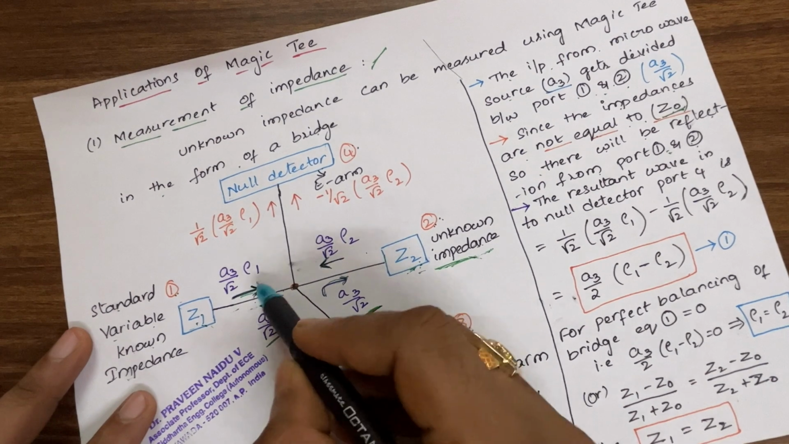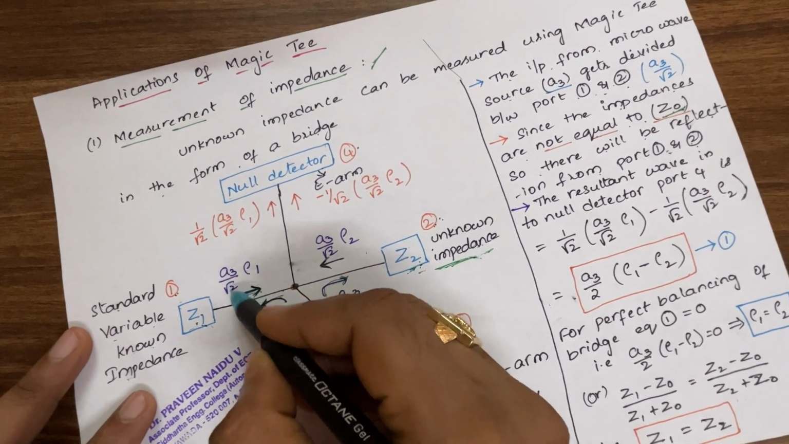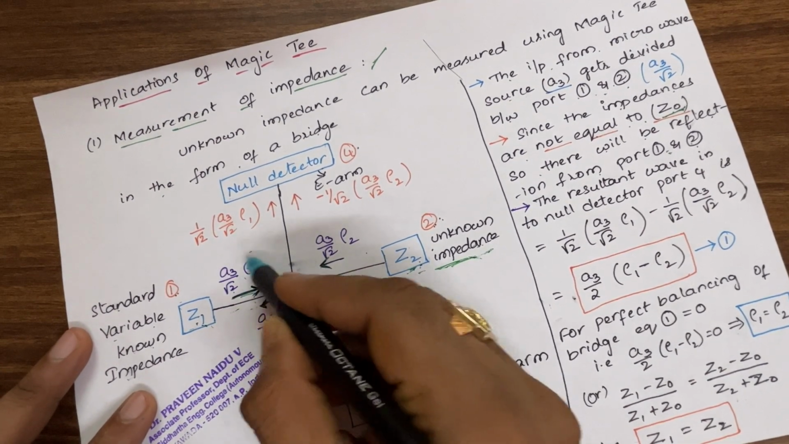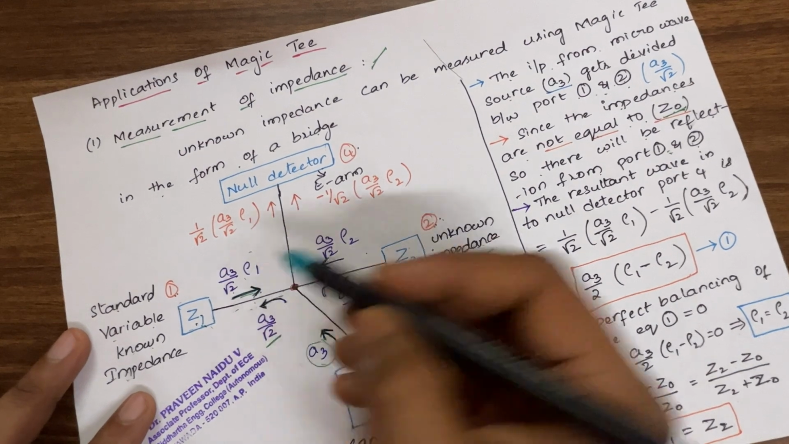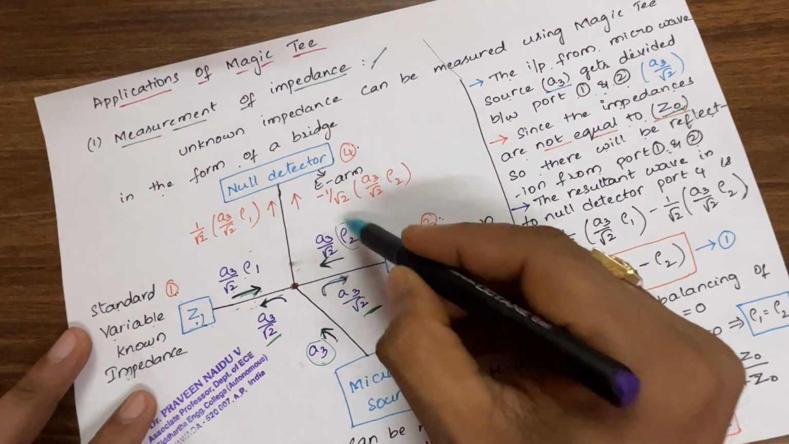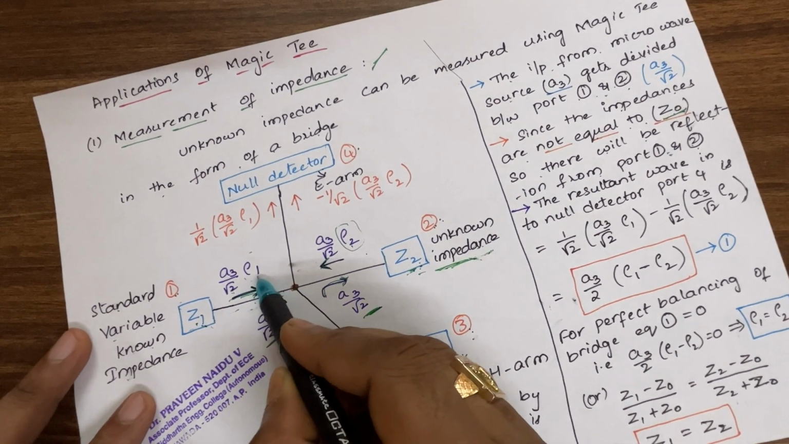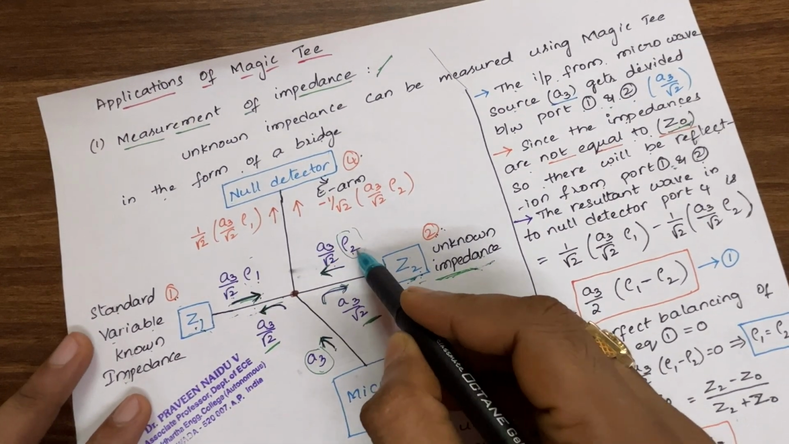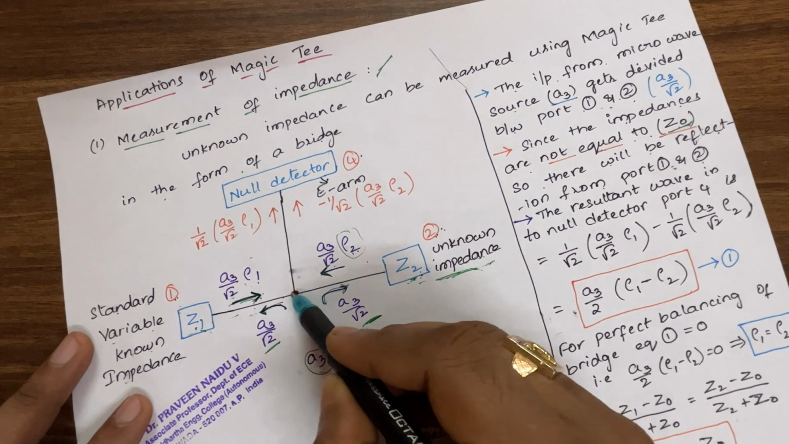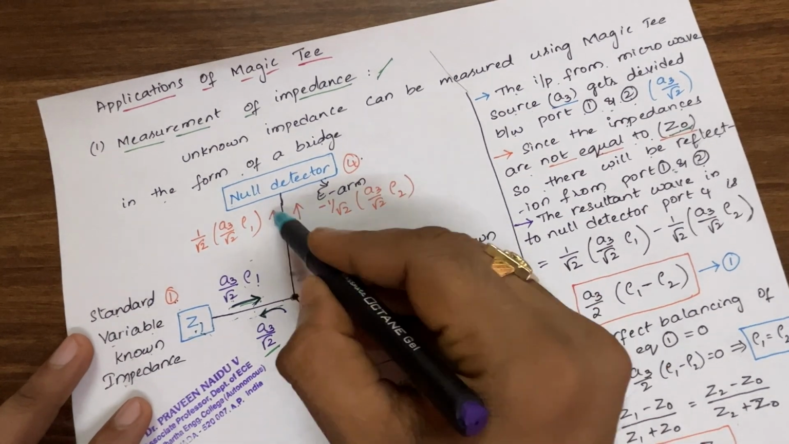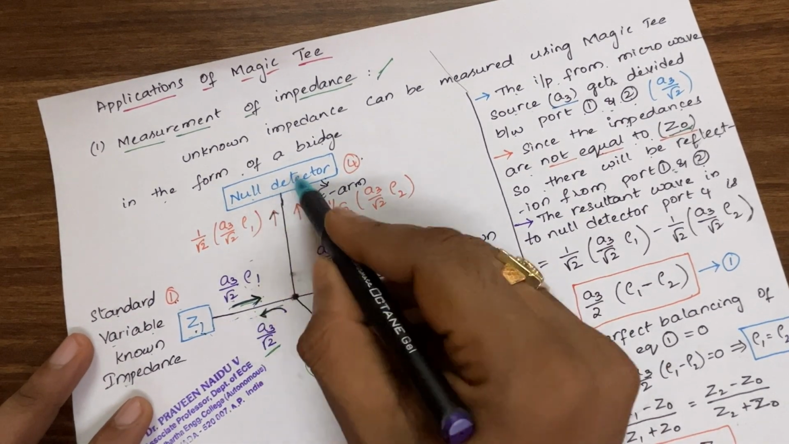So again this will be A3 by root 2 into rho 1. Let's assume rho 1 is the reflection from port 1, and rho 2 is the reflection coming from port 2. So this is A3 by root 2 into rho 1, and this is A3 by root 2 into rho 2. These two are going to meet at the junction and travel towards the null detector.